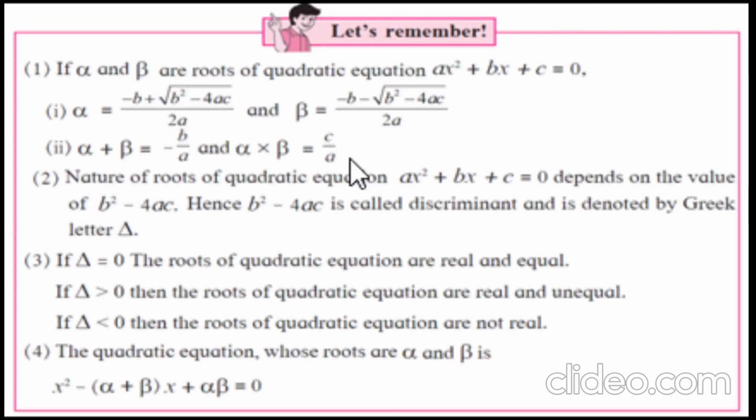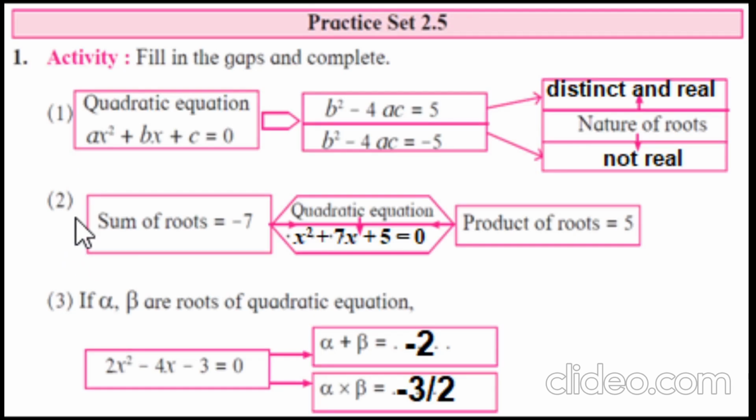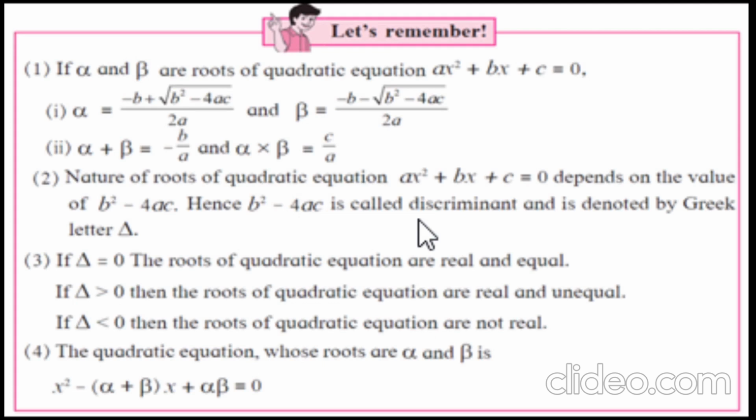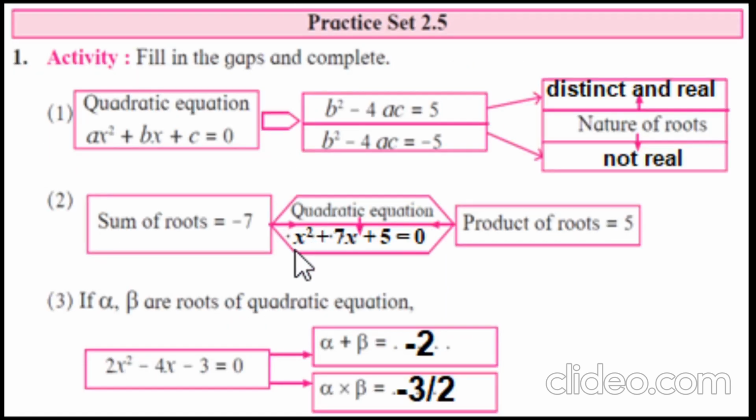We need to remember this point number 3 to solve it. Next, question number 2. Sum of the roots is minus 7, therefore alpha plus beta is equal to minus 7. Then product of the roots is equal to 5, alpha into beta is 5. So we need to find the quadratic equation. So point number 4 of this slide. So we get the equation x square plus 7x plus 5 is equal to 0. This is the required quadratic equation.